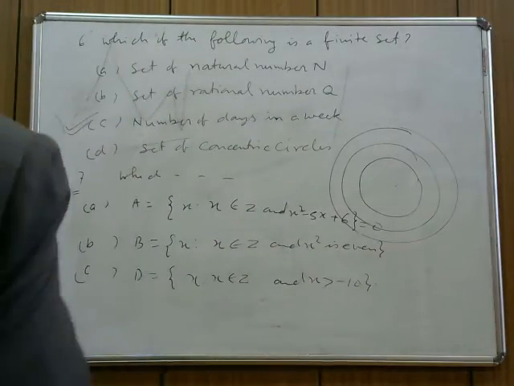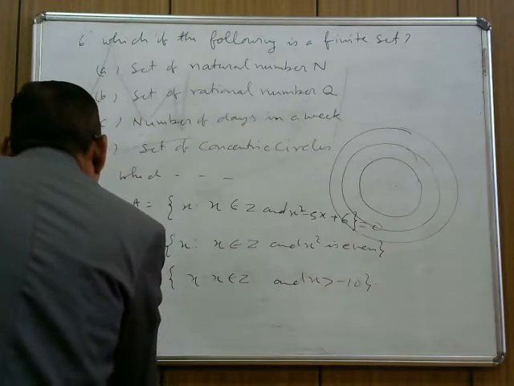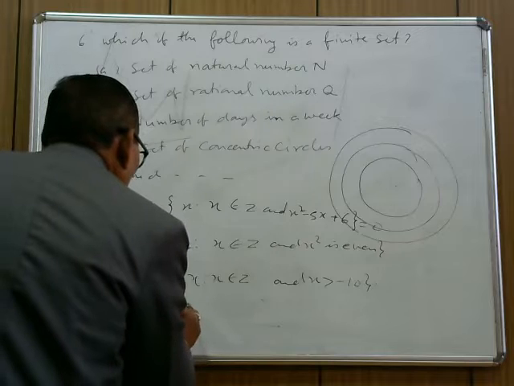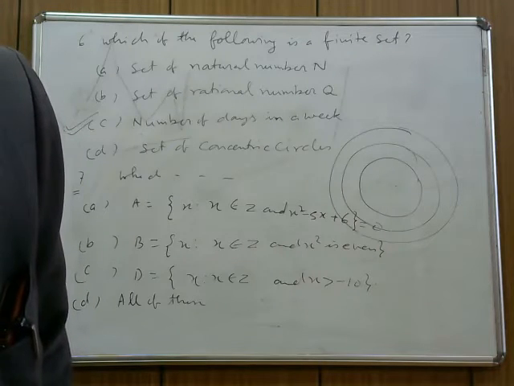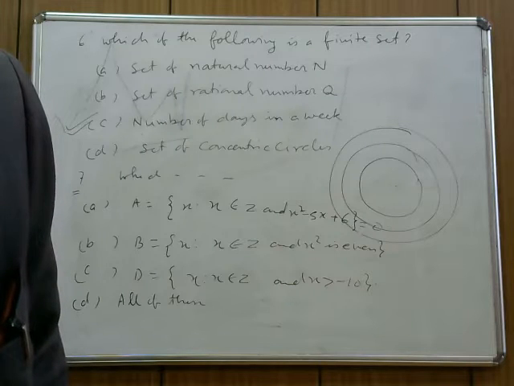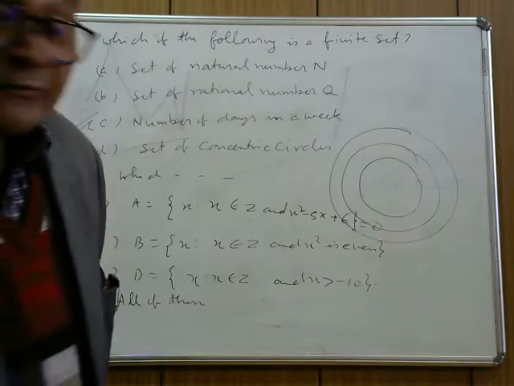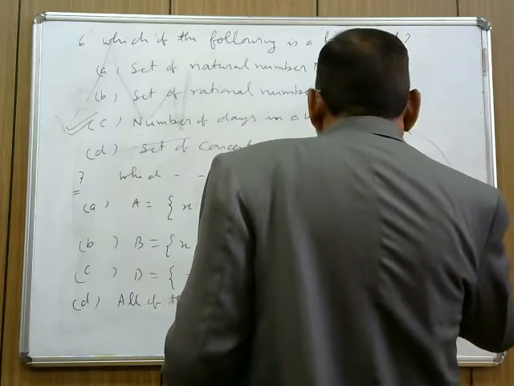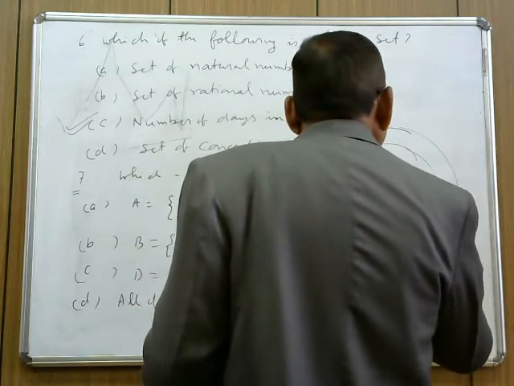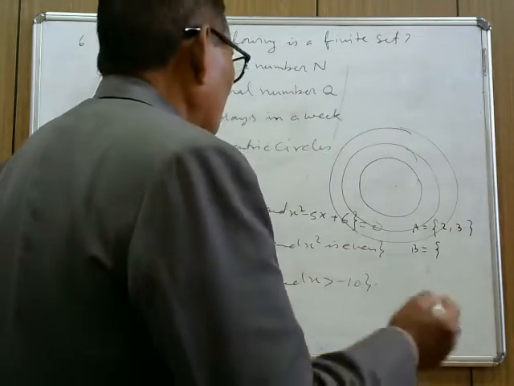I want to tell you one tip about that. Sometimes what happens, all the answers are correct. D, all of these. So now you identify that. In set A, you will get 2 elements, 2 and 3. Here, x belongs to Z and x square is even. In the set B, x square is even, and there are infinite elements.